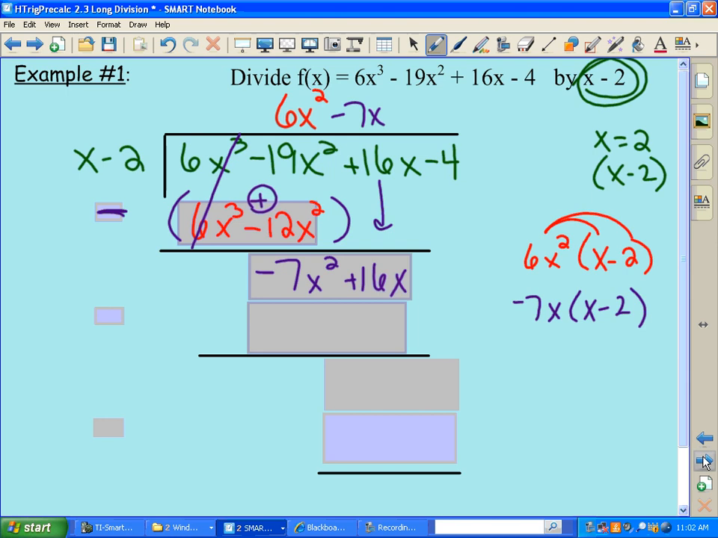And then if you need to do that scratch work on the side, I'm taking negative 7x times x minus 2. Big subtraction sign. Be really careful here because remember you're subtracting that entire quantity. So negative 7x squared minus a negative, that turns this into a plus so that they cancel. 16x minus 14x is 2x. And then we bring down 4.